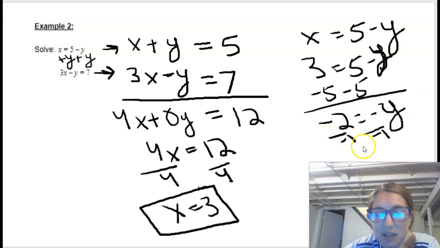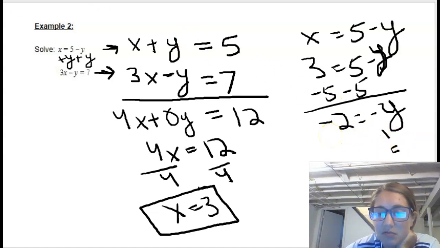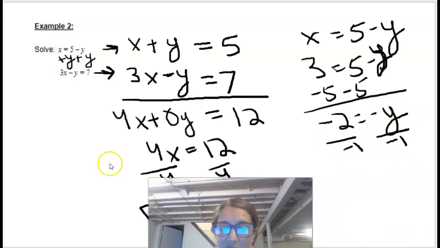I can divide both sides by -1. I end up with y equals, that looks bad. I can divide both sides by -1. I get +2 equals y.